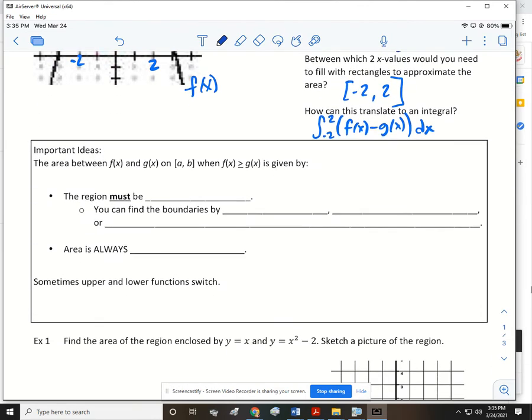That's going to be given by, we're going to say A for area is going to be the integral from a to b of f of x minus g of x dx, where f of x is going to be the upper curve and g of x is going to be the lower curve.